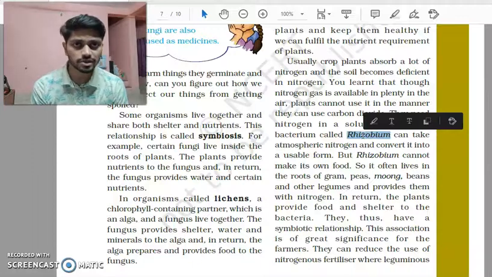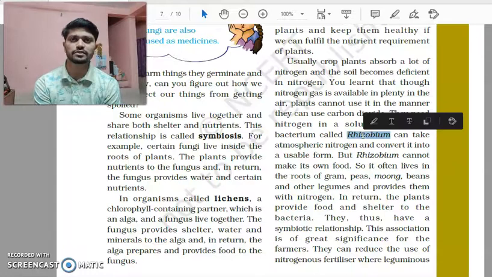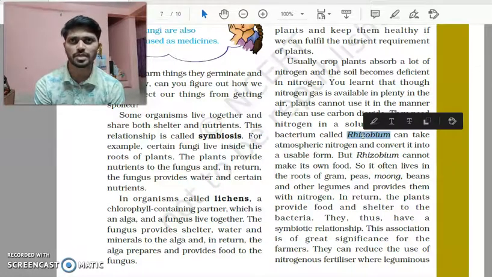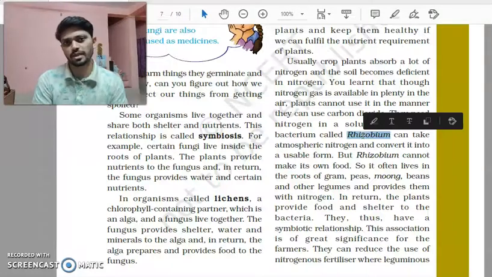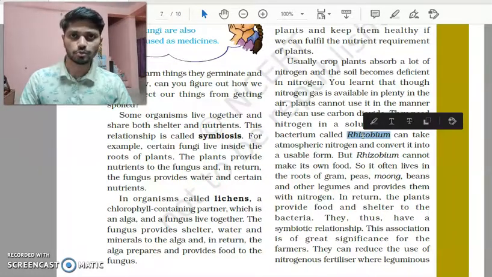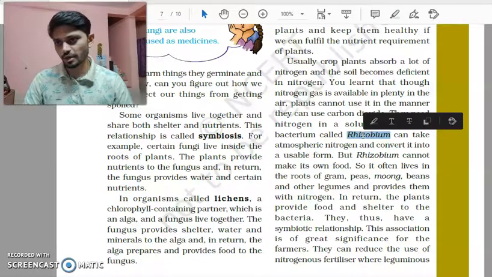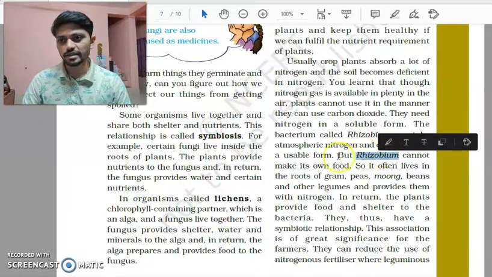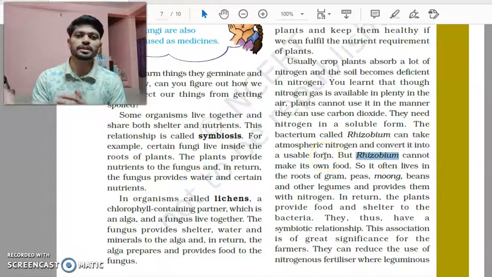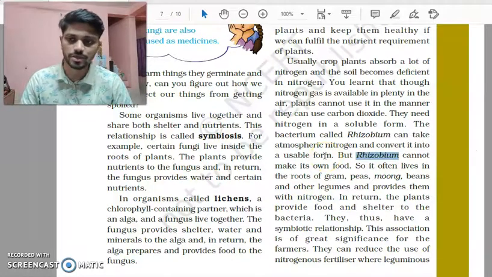So how does this nitrogen get to the plant? Usually we use fertilizers and certain manures to make the nitrogen available to the plants. But it is also made possible with the help of the bacteria called rhizobium. They take atmospheric nitrogen and convert it into a usable form that the plants can use.